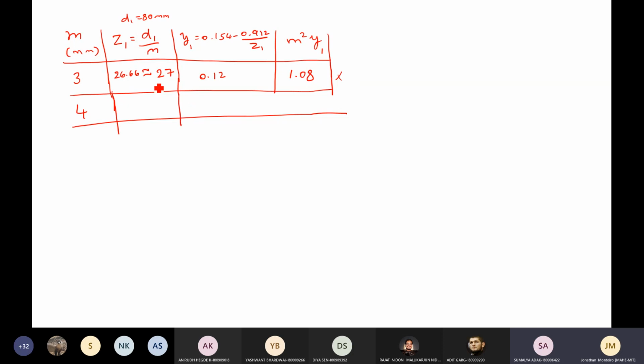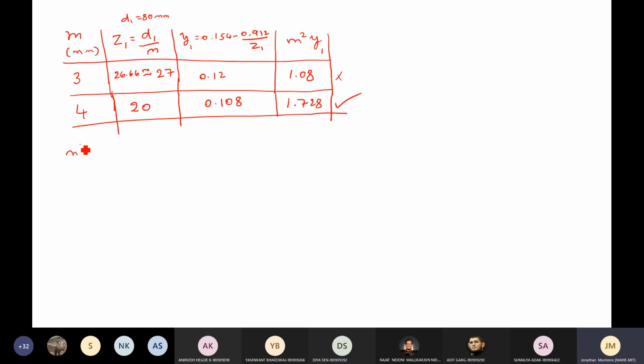4 means it's a whole number. Yes, so this is going to be 20. 0.108, and this should be around 1.737. Yes, 7 to 8. So this is going to satisfy that.